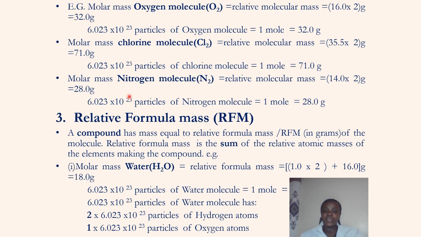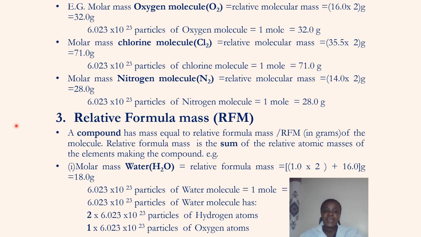Similarly for the nitrogen molecule, a nitrogen atom has 14.0 grams as its mass, so times 2 makes it 28, which is equivalent to 1 mole, and is also equivalent to 6.023 times 10 raised to the power 23 particles of the nitrogen molecule. So that is relative molecular mass.